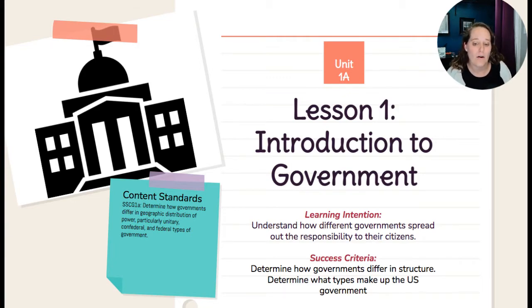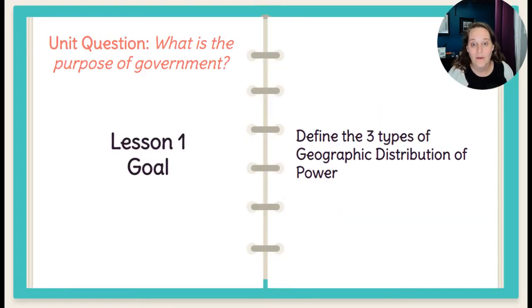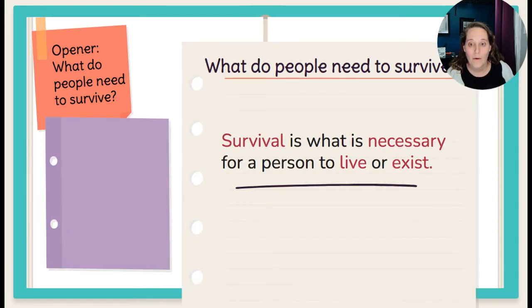We're going to talk about the geographic distribution of power. The goal for this lesson is for you to be able to define the three types of geographic distribution of power. But first, we need to talk about why we have government in the first place.